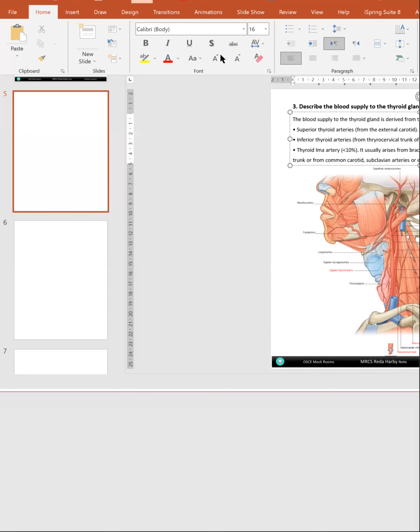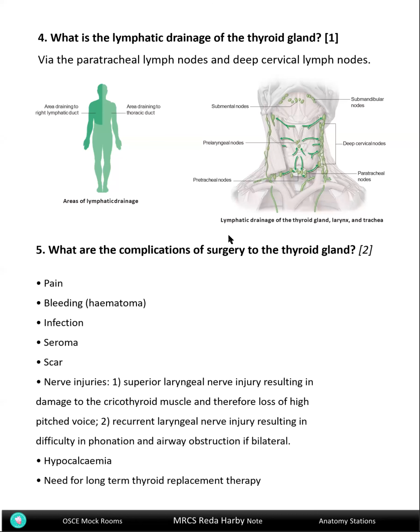Okay, so simply, as you see in front of you, these lymph nodes: there are pre-laryngeal lymph nodes, submental lymph nodes, submandibular, just to remember, and along the sternocleidomastoid surface anatomy, the deep cervical lymph nodes, and these are the paratracheal nodes, and these are pre-tracheal, pre in front and para just adjacent. So this is the lymphatic drainage.